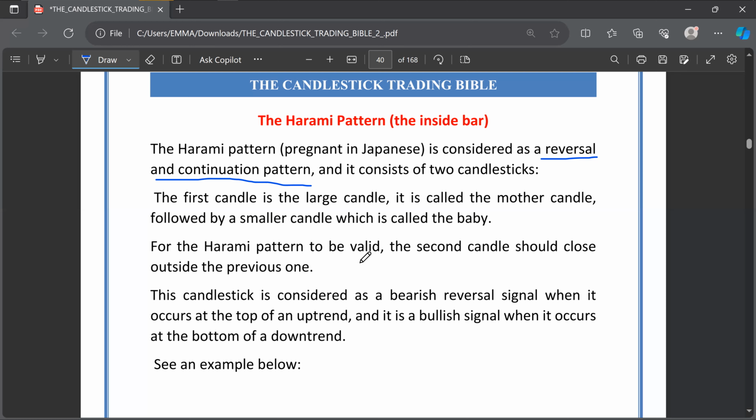Wait, I think for the Harami pattern to be valid, the second candle should close outside the previous one. Don't worry, I'll have to rectify this. I'll just hold on to this thought.